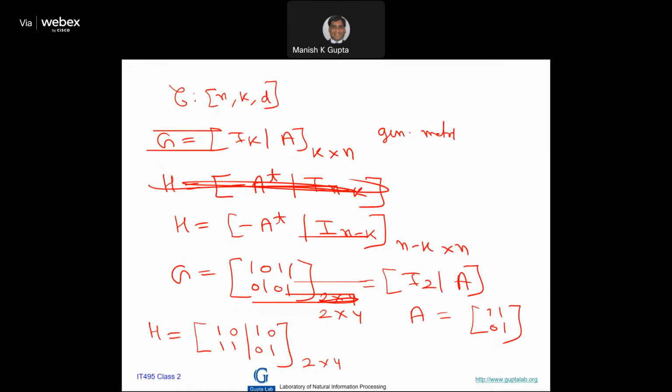Now I will show you actually. Take this code, and I will show you that this code generated by G can also be obtained through this H. Let me show you how.